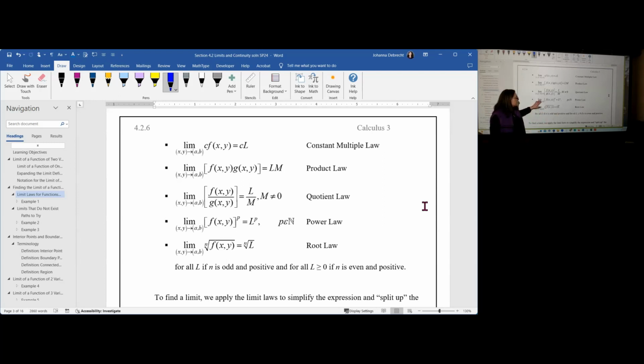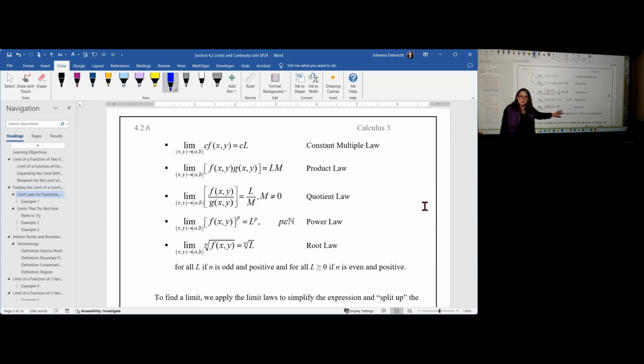Let's suppose I want to find the limit of a function raised to a power. I know the limit of the function exists, but I don't know if the limit of the function, say, cubed exists. This limit law tells you that as long as the limit of the function exists, you can pull the limit inside the power, find the limiting value first, and then raise it to the power. So that would give us L to the third power, or L to whatever the power happened to be.